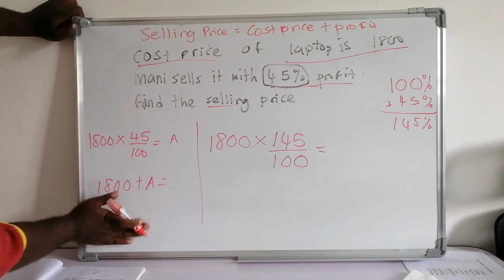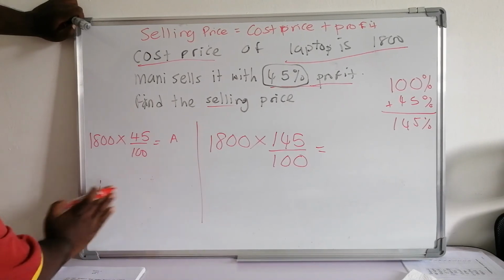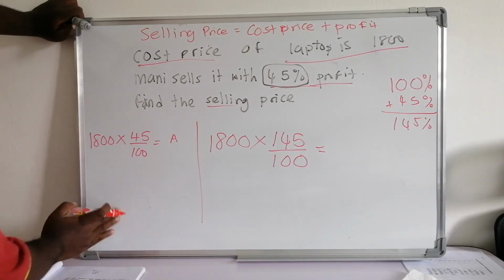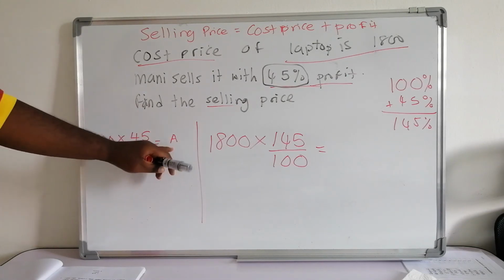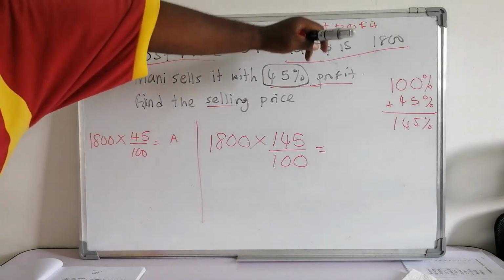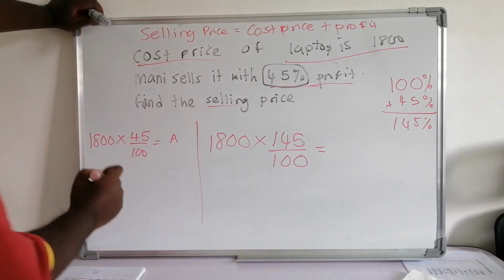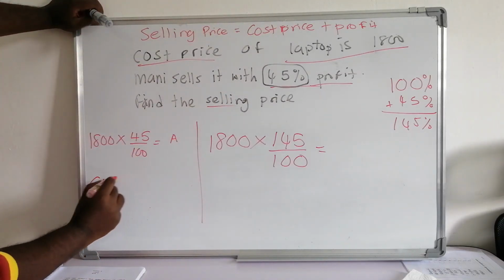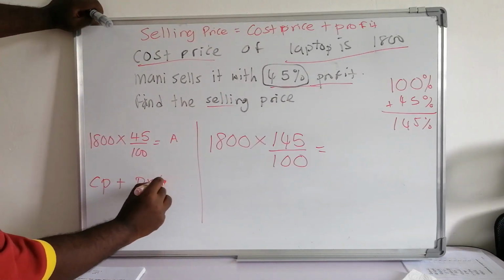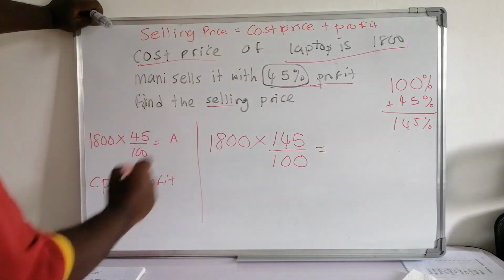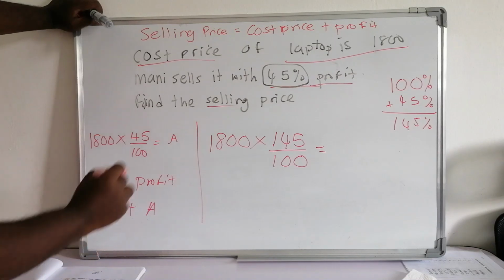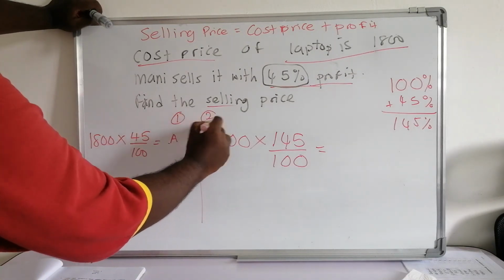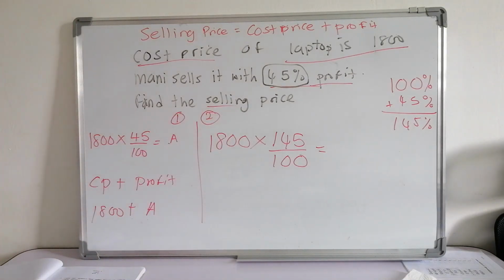Sorry, no need to do this because we are only finding the profit. So when you find the profit, how much is the A, so we can put it here in the formula, cost price plus profit. So cost price is 1800 plus A. So this is first method and this is second method. Whatever method we are using, the answer will be the same.